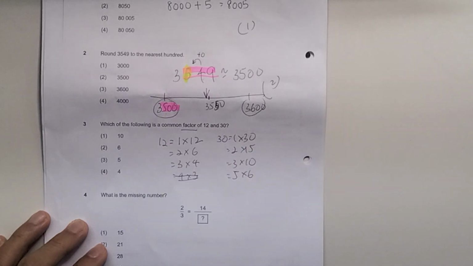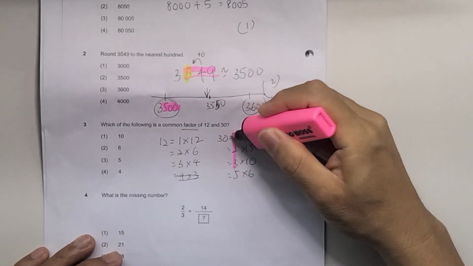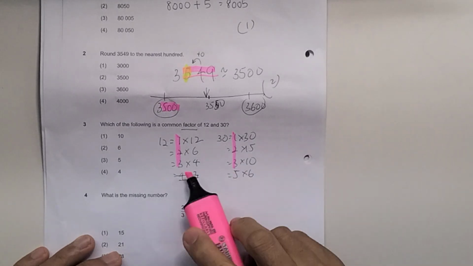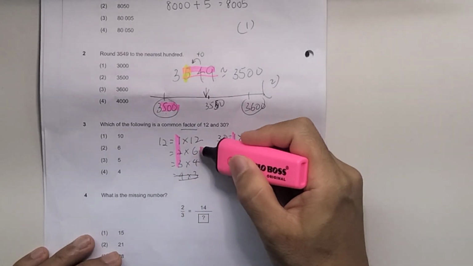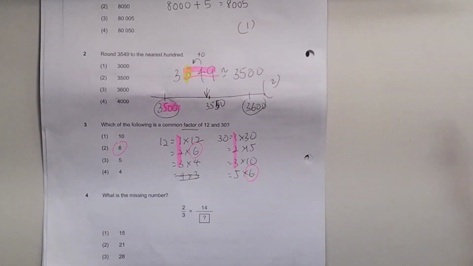So which are the common factors here? Let me highlight the common factors. 1, 2, 3 are common, but I don't see 1, 2, 3 in the answers here. 4, I do not have 4 here, so 4 is not common. 6, 6 is here. Alright, and there's a 6 here. Therefore, the answer for this is number 2.